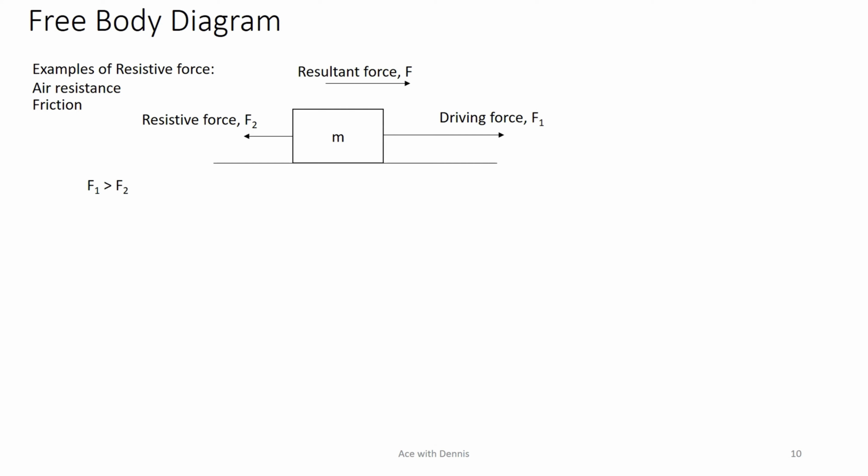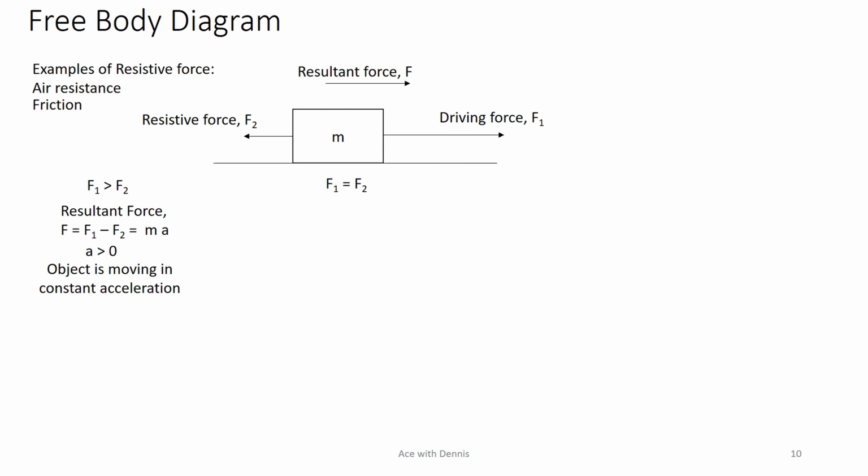So if F1 is greater than F2, or the driving force is greater than the resistive force, the resultant force will be F equals F1 minus F2, or equals ma. So if a is greater than 0, the object is moving at constant acceleration.